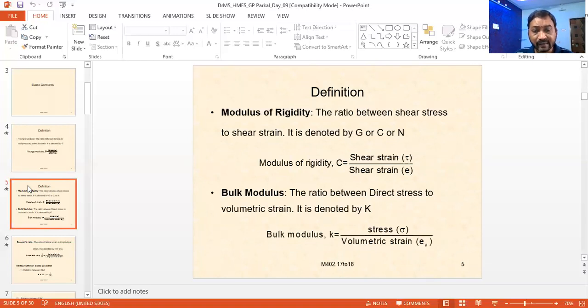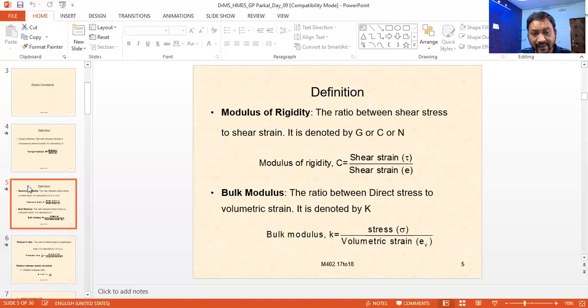The next one is the bulk modulus. So the shear modulus, or modulus of rigidity, can be denoted with the letter G, C or N. In the two cases so far, only one type of force is taken into consideration, applied only in one direction.